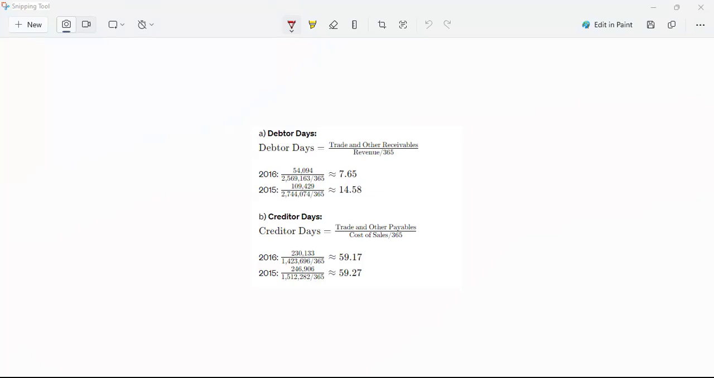So here we have seen that there has been a decrease from 14.58 days to 7.65 days in 2016. So is this a good thing or a bad thing?